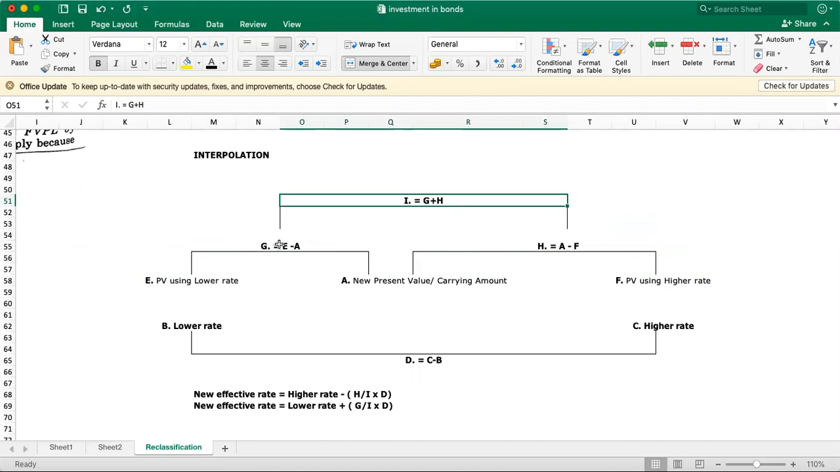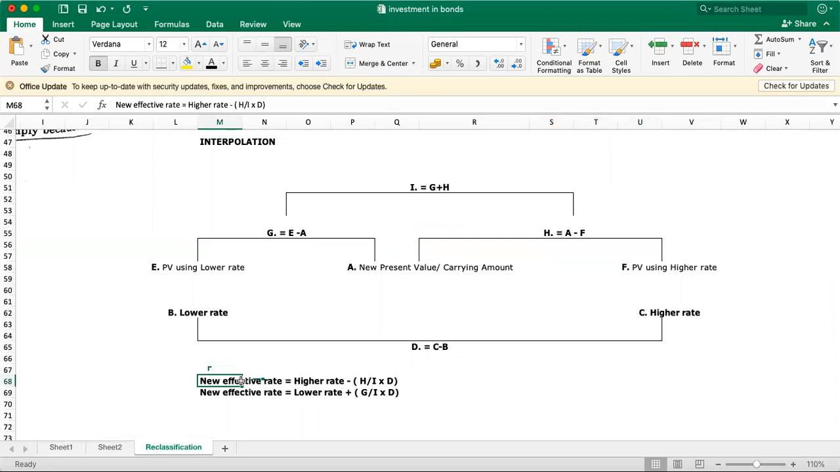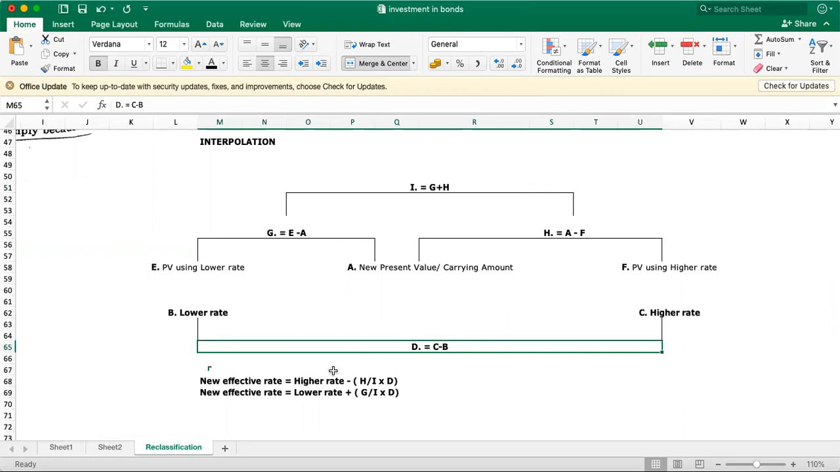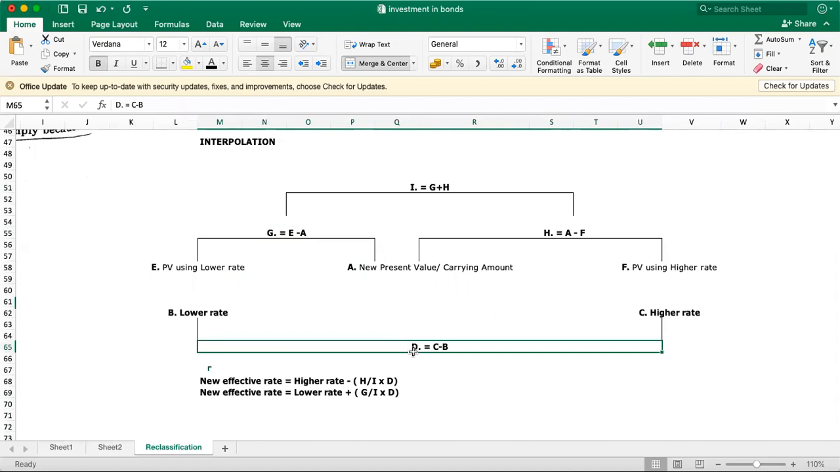To compute the new effective interest rate, you will either use the higher rate as your base or the lower rate as your base. The new effective rate is the higher rate minus H divided by I times D. If the base is your lower rate, then it's the lower rate plus G divided by I times D. That is how you compute the new effective interest rate. This is what we call interpolation.